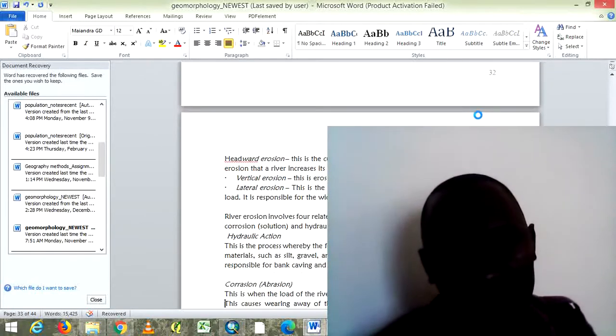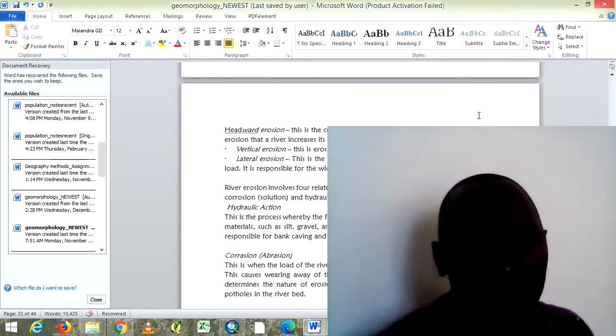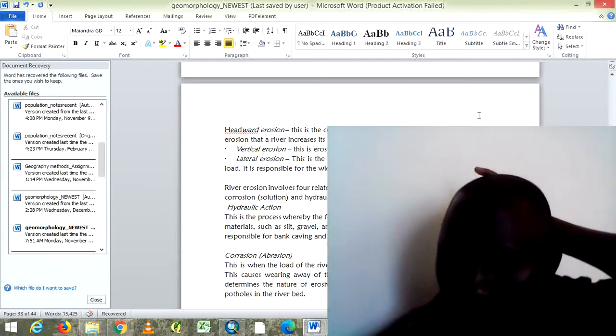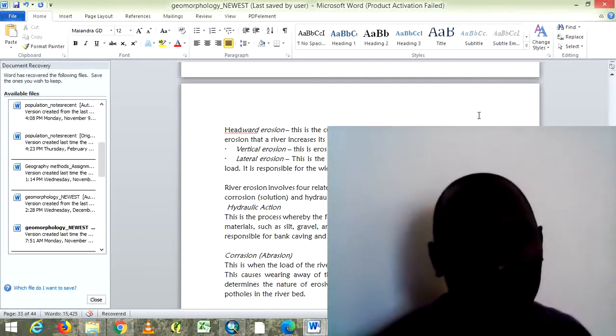Hydraulic action, which simply refers to the process by which the force of moving water plucks and sweeps away loose materials such as silt, gravel, and pebbles. I'll give you a scenario of when you go to urinate. As you pour your urine to the ground, the force of that pouring urine is plucking material from the ground, and that's why you are able to leave behind a small depression where you've poured your urine.